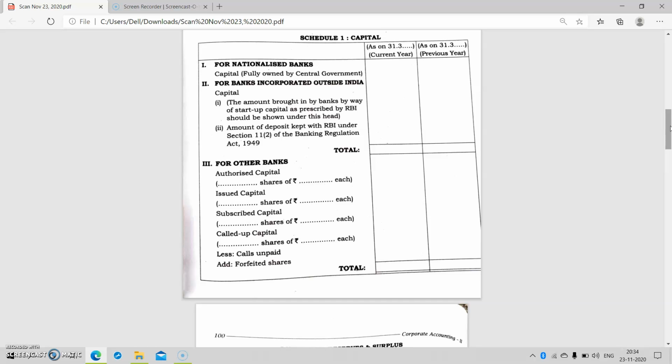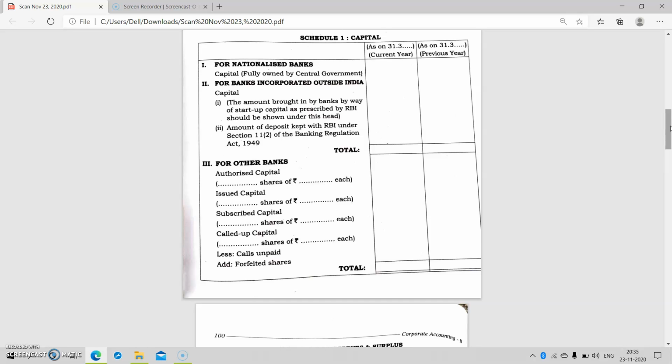For banks incorporated outside India, that is, foreign banks, the startup capital is as prescribed by RBI. Those banks which are incorporated outside India are foreign banks, and for them the prescribed capital will be defined by RBI, and that should be shown separately. And any amount of deposit kept with RBI under section 11(2) of the Banking Regulation Act should be shown separately, and the total you will find out. And for other types of banks, you will show it as authorized capital, issued capital, subscribed capital, called up capital.